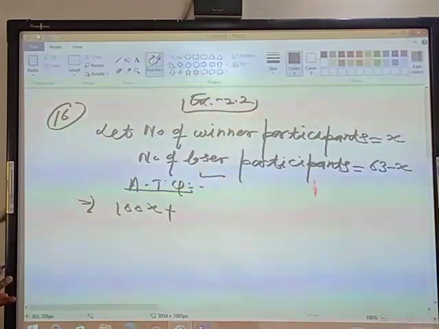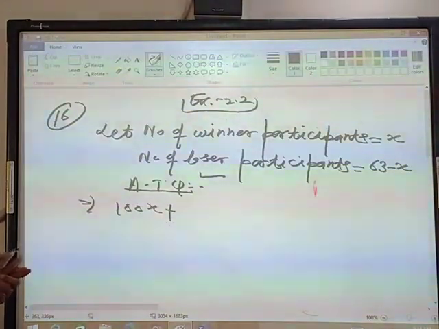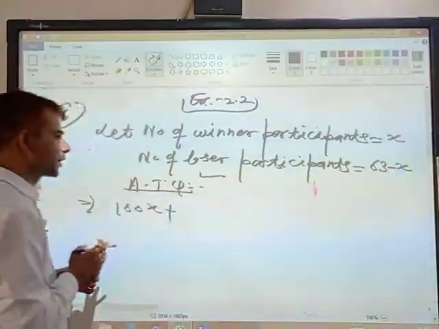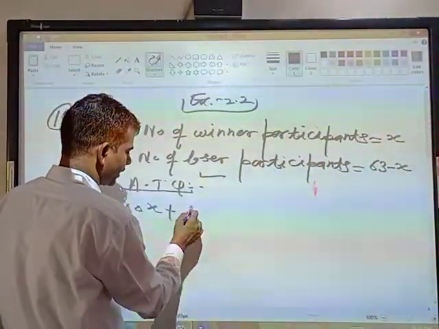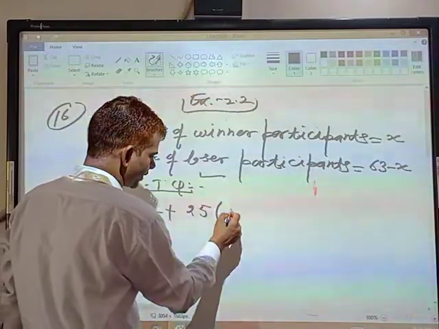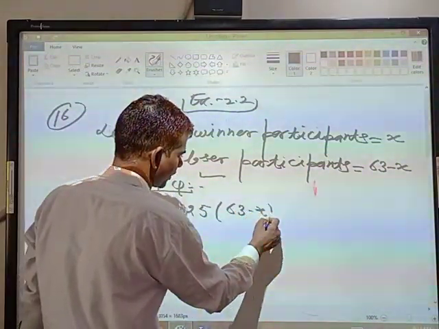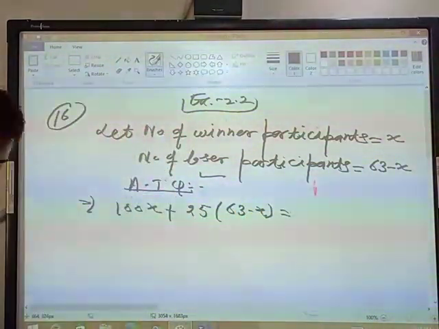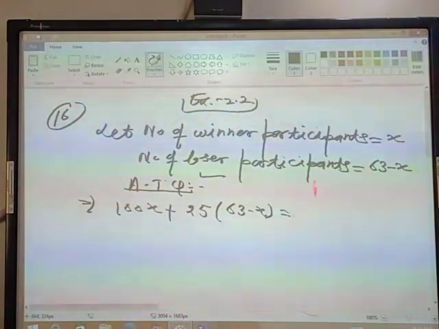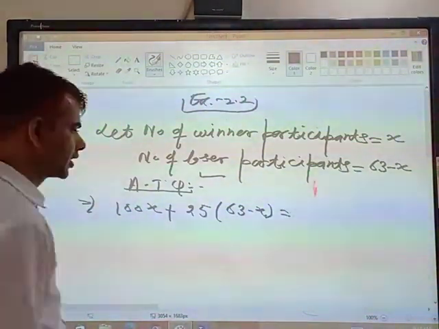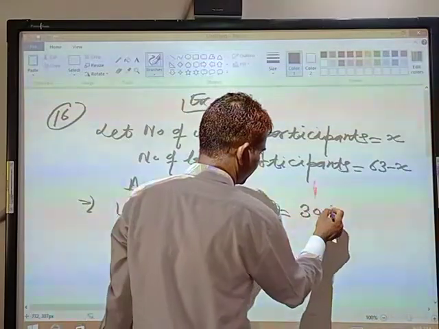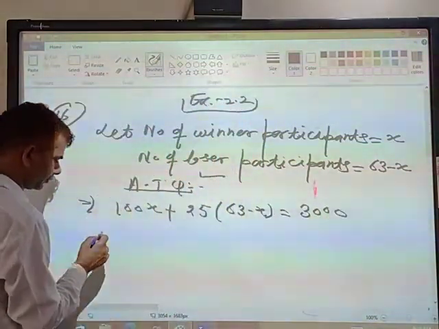Students, one loser participant gets a prize of rupees 25. And the number of loser participants is 63 minus x. That is 25 into 63 minus x. And the total amount will be 3000. Solve it.